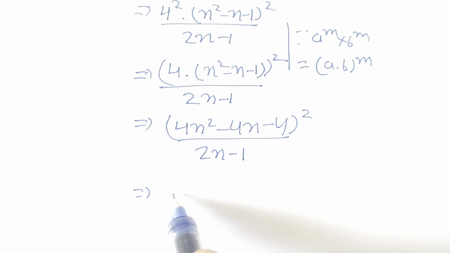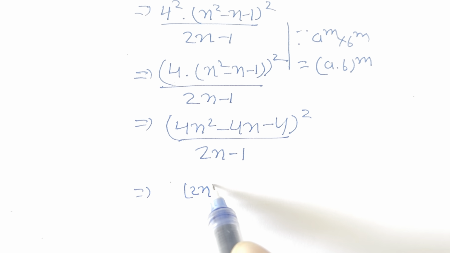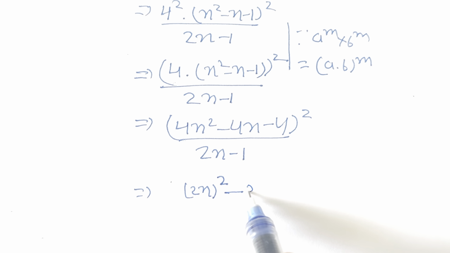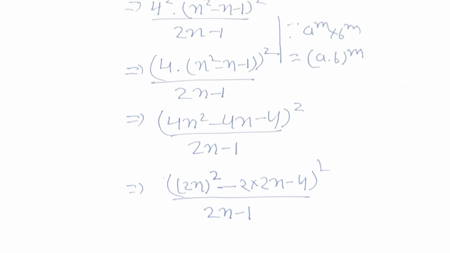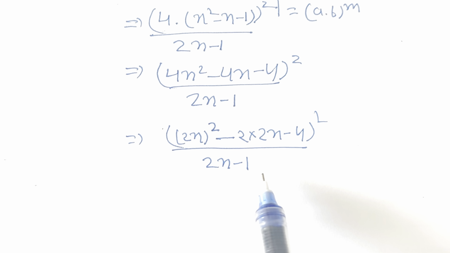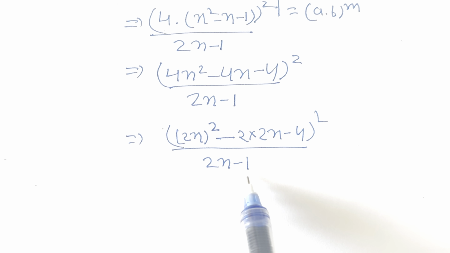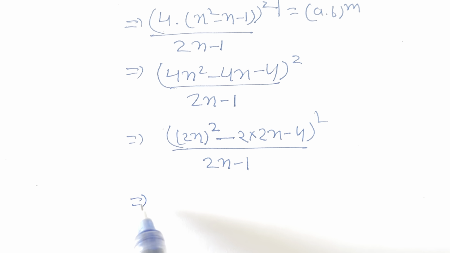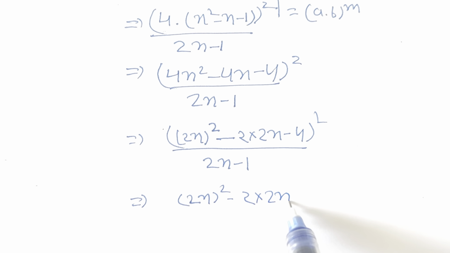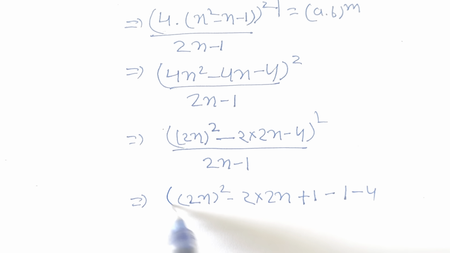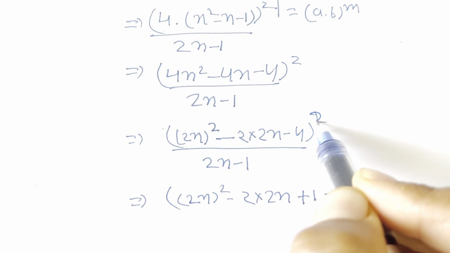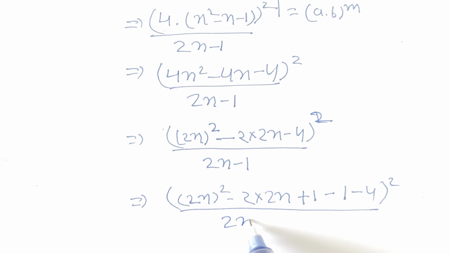We can write this as 4n² is (2n)², minus 4n is 2 into 2n, minus 4, the whole power 2, divided by 2n − 1. To simplify this division, we need the numerator in terms of the denominator, which is 2n − 1. How can we get this? Let's see. It's (2n)² − 2 into 2n. I'm just adding and subtracting 1 at the same time in the numerator. Okay, so this and the whole power 2, divided by 2n − 1.